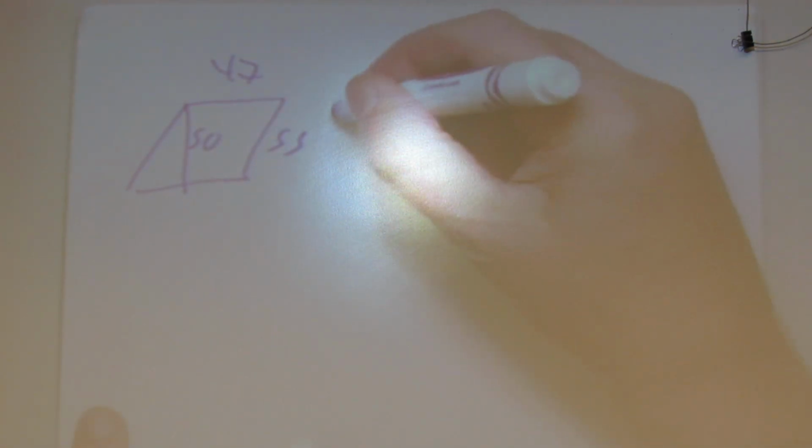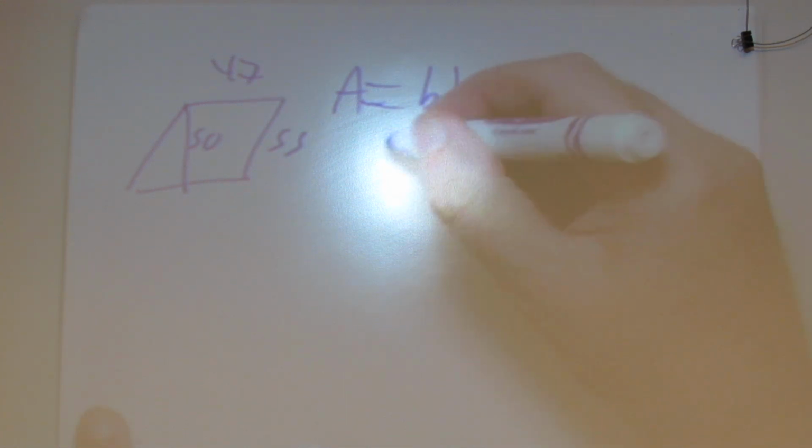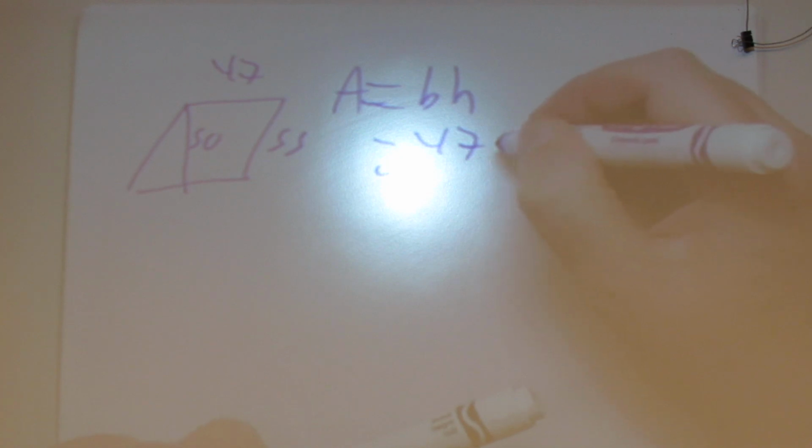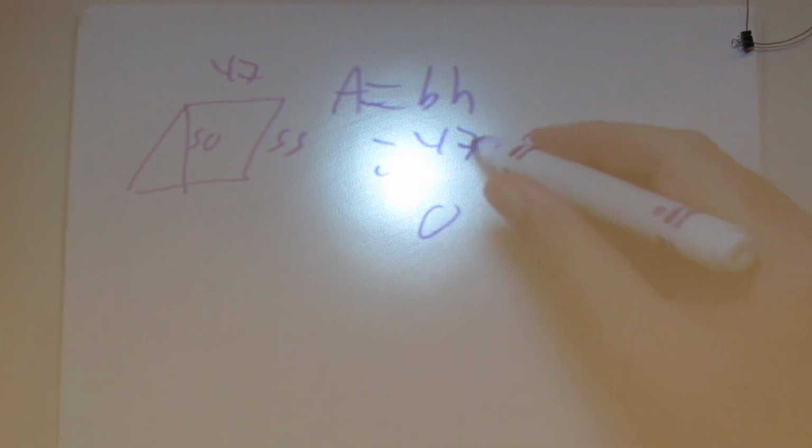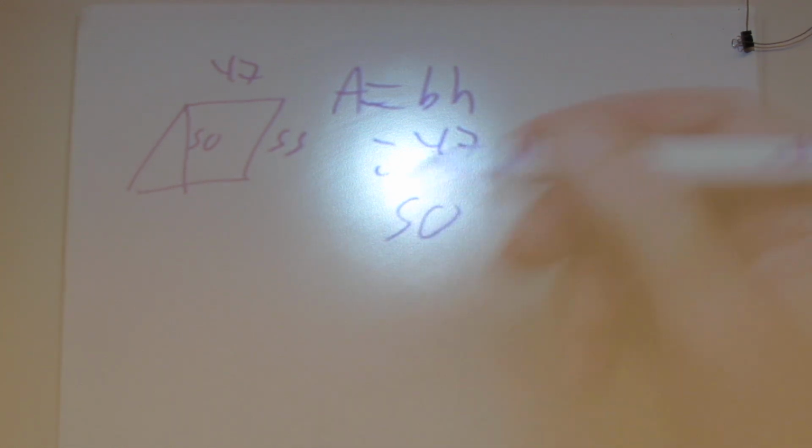Next, you're going to get a parallelogram. And you're going to have to find the area. So the area of the parallelogram is base times height. Our base is 47 and our height is 50. When we multiply that, we're going to get 0. 5 times 7 is 35. 5 times 4 is 20, plus 3, 23. So in this instance, it's 2350. You don't need to write the units, I don't believe. If you do, just write whatever the units are squared.